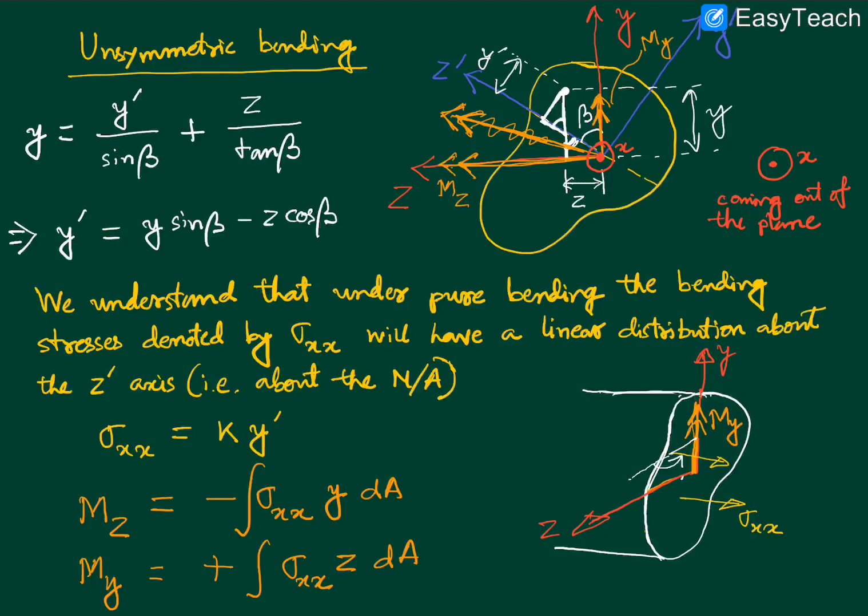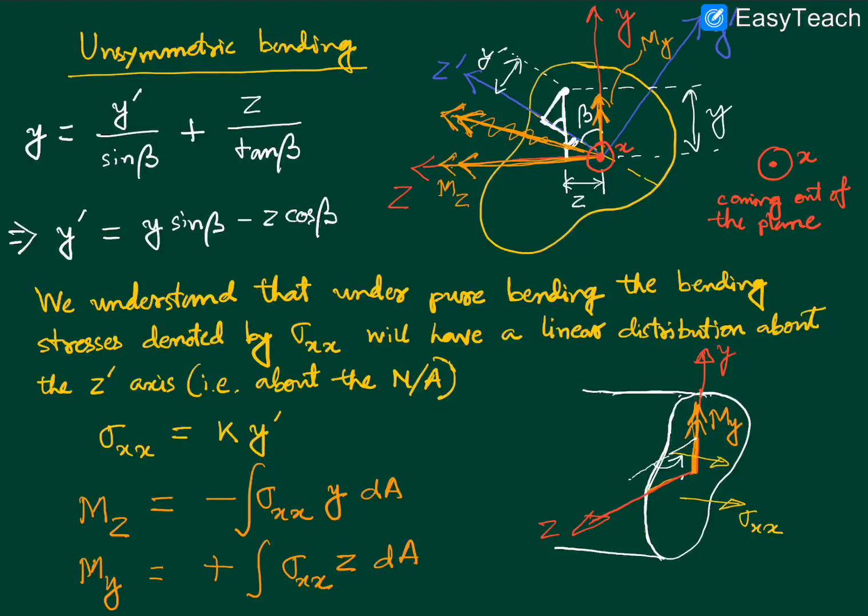So all that we have to do is to substitute this expression of sigma xx equal to ky dash here in this expression, and sigma xx equal to ky dash in this expression, and finally to substitute the expression of this y dash from here, y sine beta minus z cos beta, and that will set us up for some algebraic simplifications. Okay, so we'll do that in the next page.